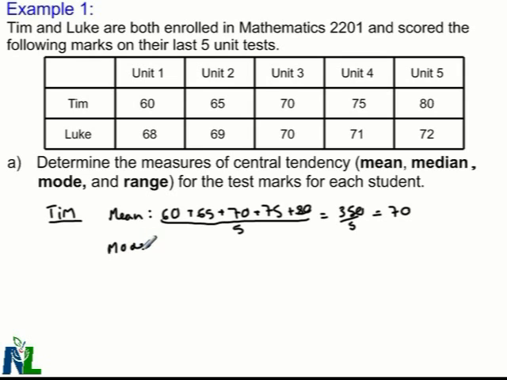The mode for Tim, since we don't have any values that occur more than once, or a most commonly occurring value doesn't exist in Tim's list, we wouldn't have a mode for this set of data.